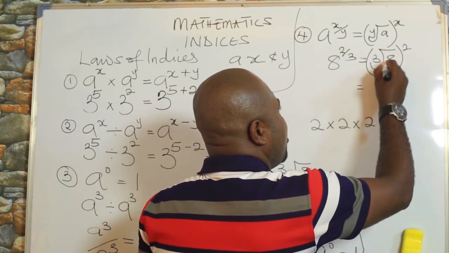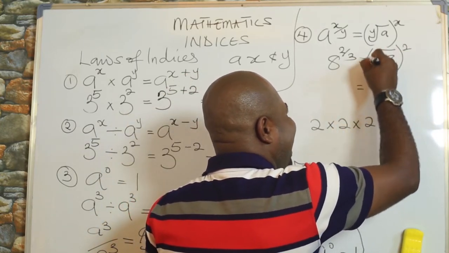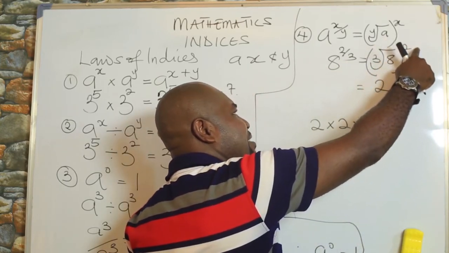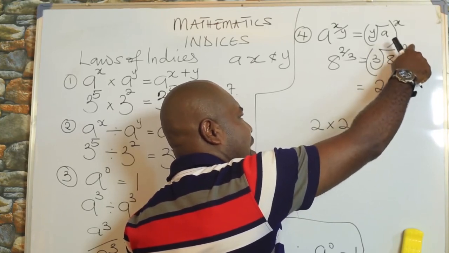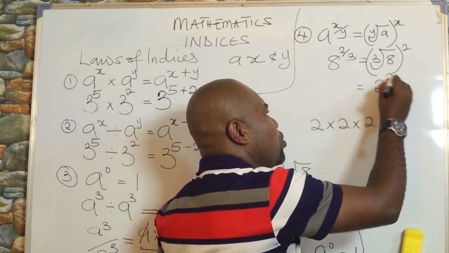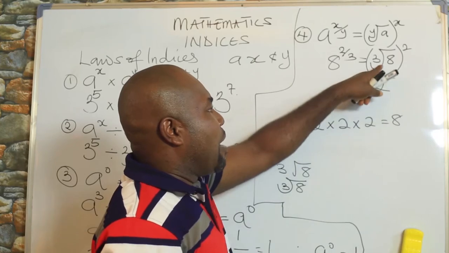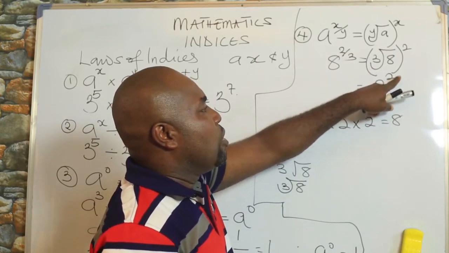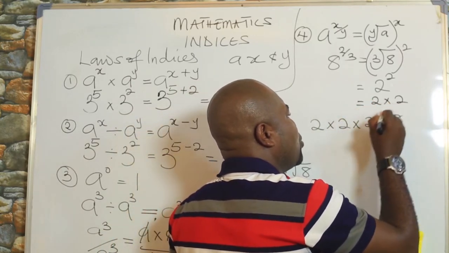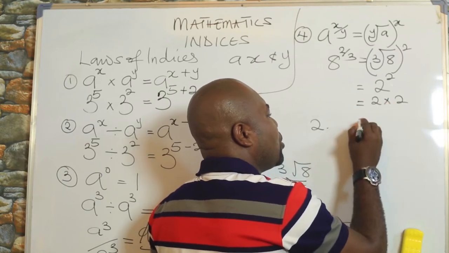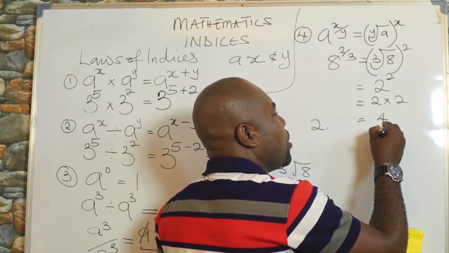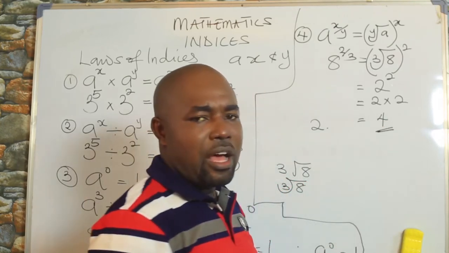This will be equal to the cube root of 8 here. What we have inside the bracket is 2. But there is an exponent here, a power, an index, which is 2. We put it here. Therefore, our result should be 2 raised to power 2, which means 2 times 2, which is 4. That is our final answer.